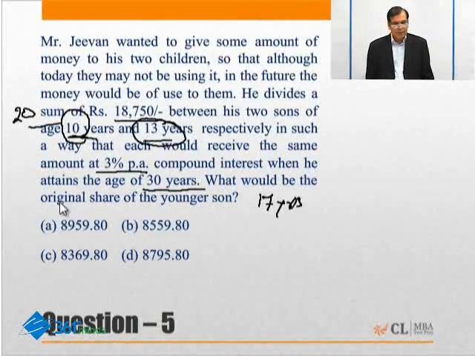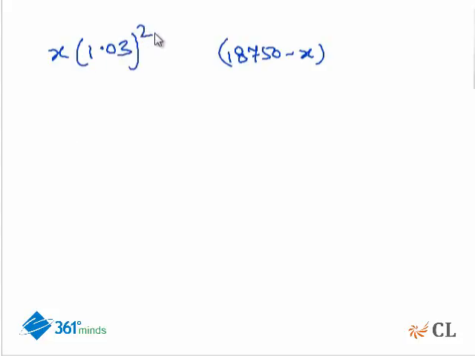So what is the original share of the younger son? Let's just check it out. The amount of money available is 18,750. So let us assume that the older child gets X rupees. So the younger child will then get 18,750 minus X. Now this amount of money will be put in a bank at 3% per annum for 17 years for the older child. So X into 1.03, or 1 plus 3 by 100, raised to power 17.